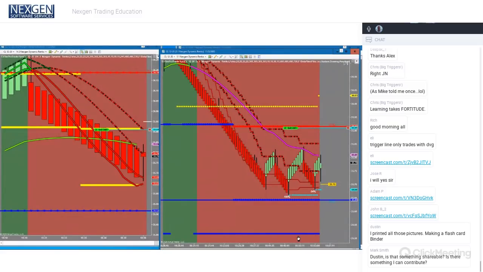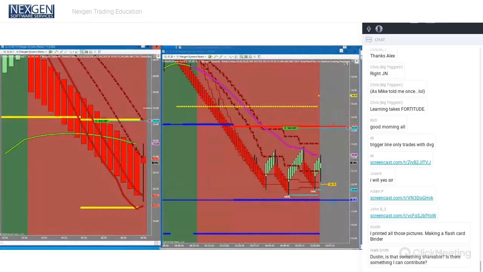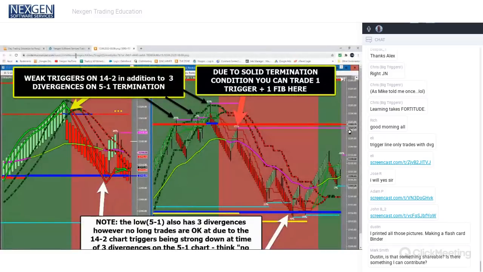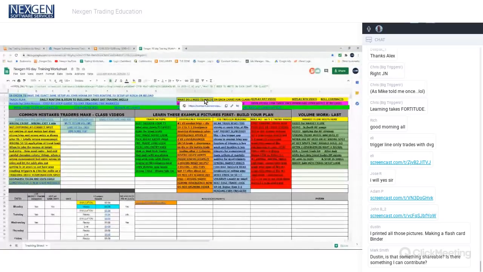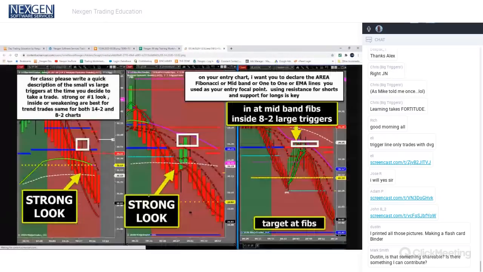Why here? Why there? What are you thinking? What are you doing? And this is one last little step that'll help you become a really a lot better trader: annotation of your chart. Bottom line, you have to write what you were thinking. And this is an old picture, but you get the idea.